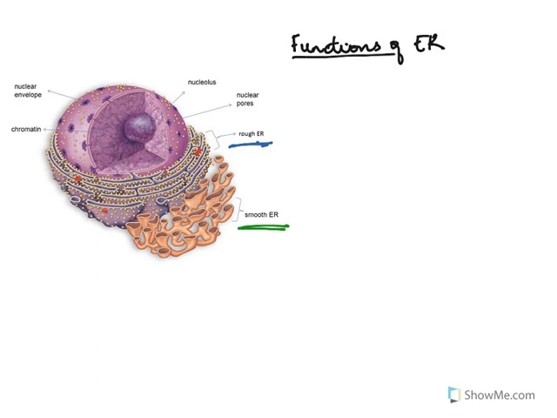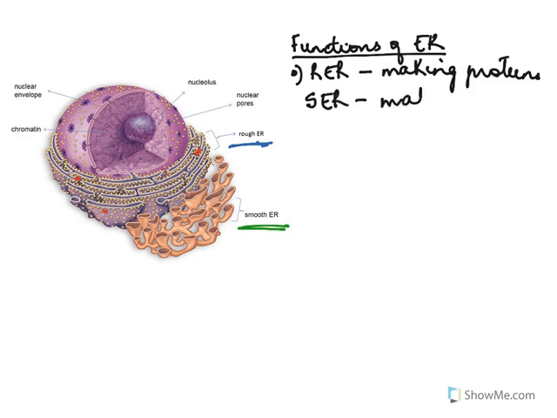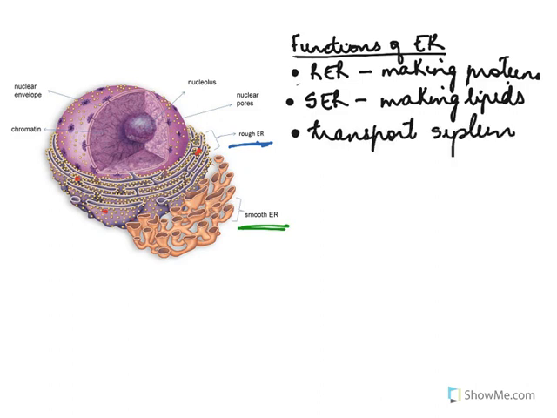Now we'll go into the functions of the ER. Point 1, we know the RER. What does the rough ER do? It synthesizes protein. So the making of proteins is one function of the ER. And the SER makes lipids. So the making of lipids is the second function. Then it forms like a transport system. It's like a network, so it acts as a transport system within the cell.